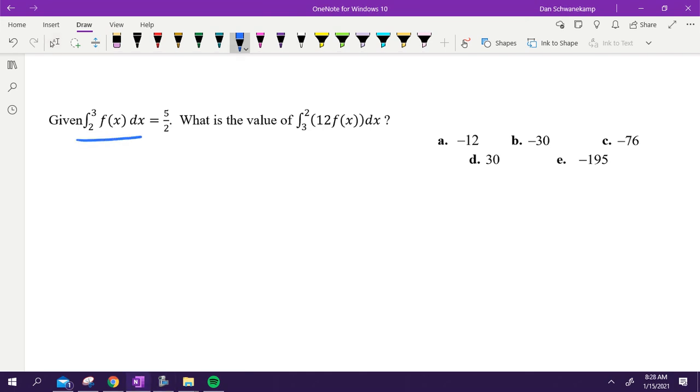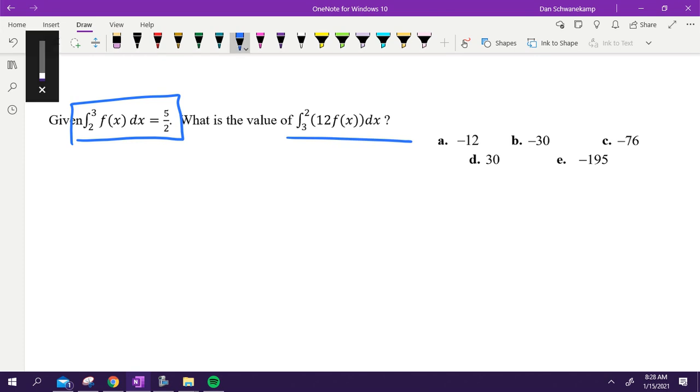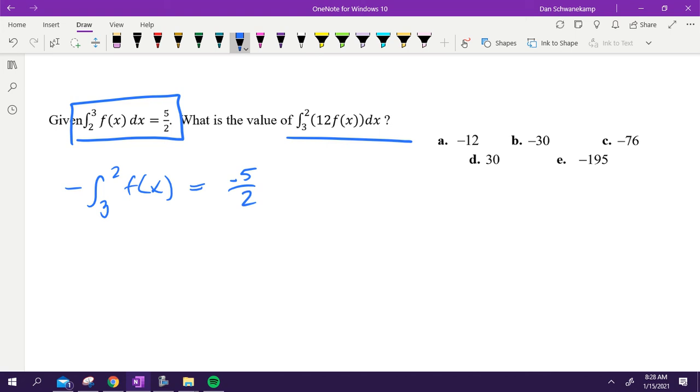Good. We're given this. We have to figure out this. What is different about this and that? It's flipped. So if I flip the bounds and made it from 3 to 2, f of x, what would it be equal to? -5/2, because we flipped it.